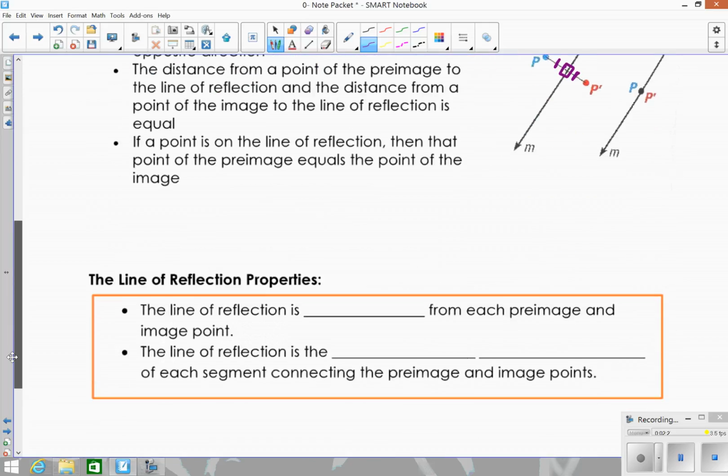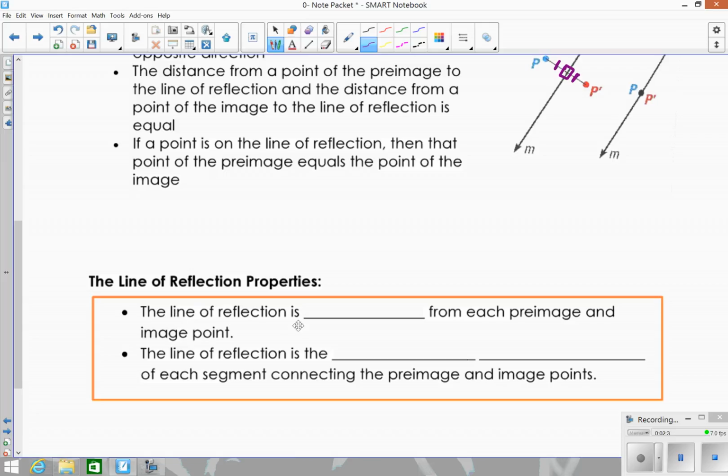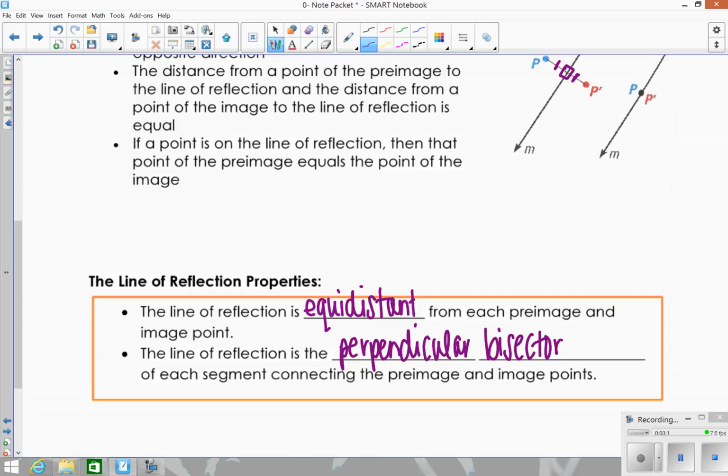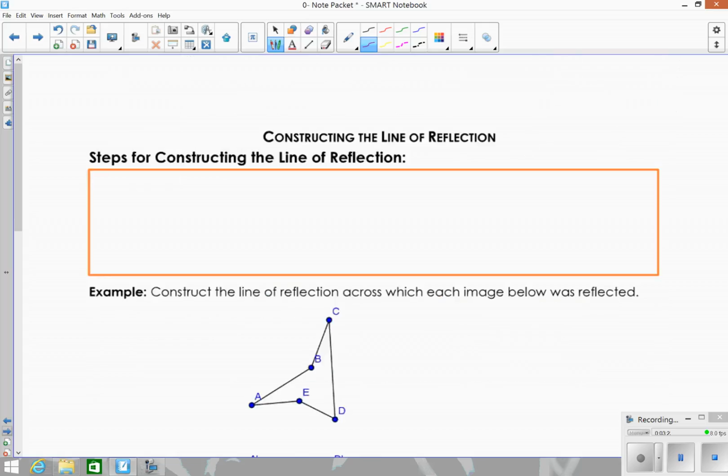If we look at some properties, basically what I just said: the line of reflection is blank from each pre-image and image point. The distance between the line and each pre-image and image point is going to be the same, so we call that equidistant. It's the same distance away. And the line of reflection is blank of each segment connecting the pre-image and image points. It's the perpendicular bisector of that segment. That's because the segment is always going to be perpendicular to the line of reflection, and it's cutting it into 2 equal parts because the distance on either side has to stay the same. So let's look at the next page, which is going to be constructing the line of reflection.